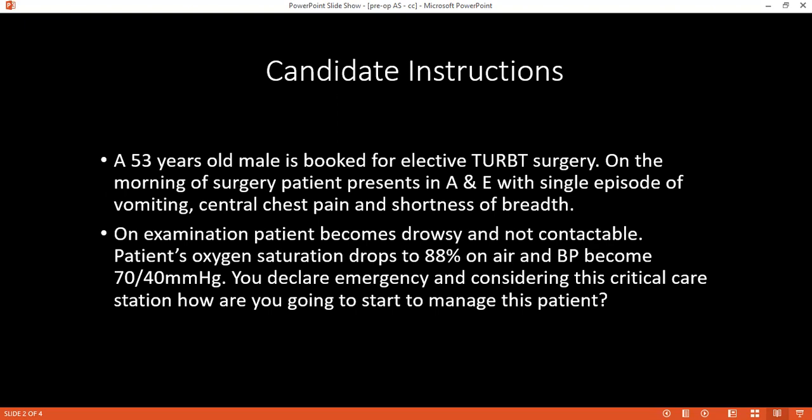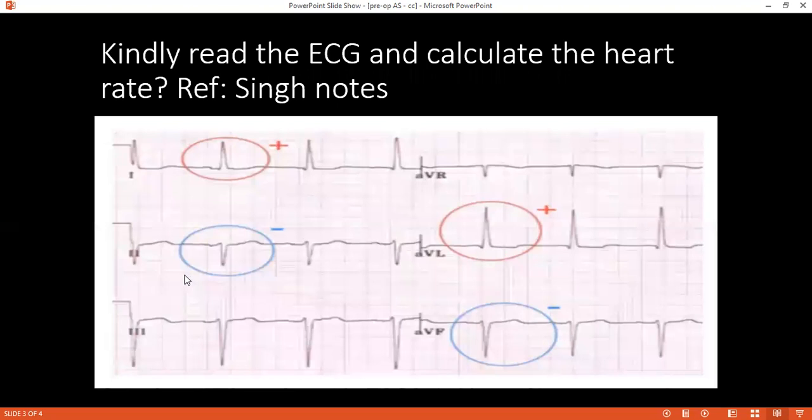Who would you involve in the management of this patient? I would involve the cardiothoracic surgeon, the general surgeon or urologic surgeon, the anesthetist, and the ITU specialist. Very good. Can you please count the heart rate of this patient looking at the ECG?